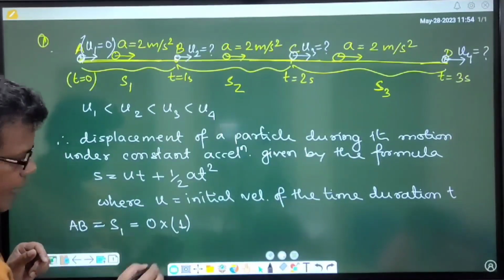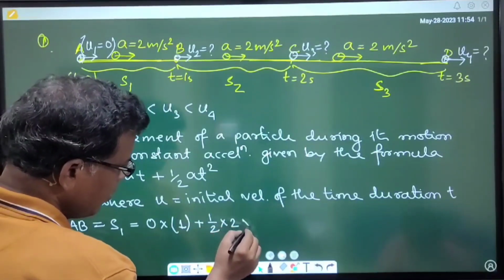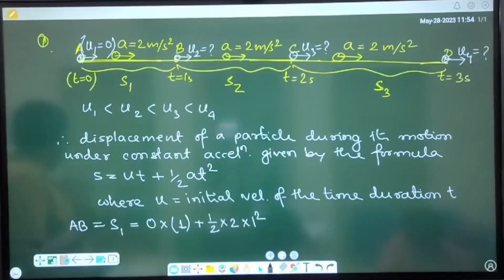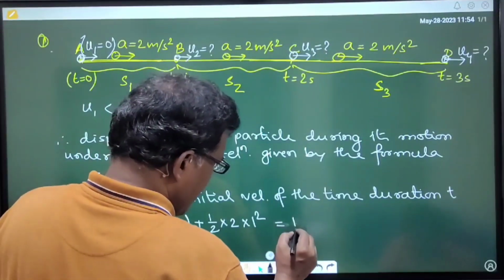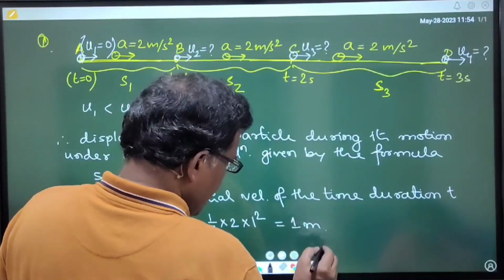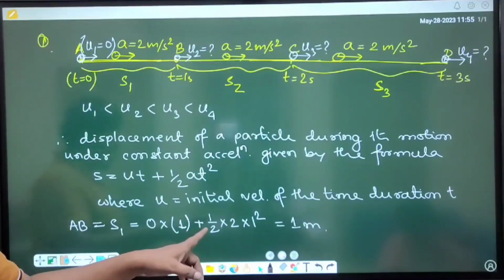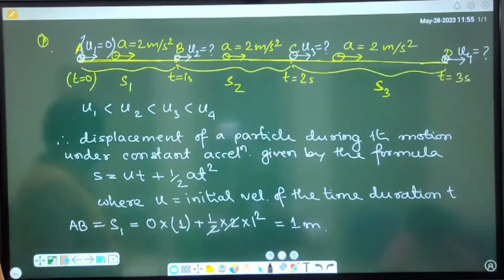Is that clear? Plus half into the acceleration of the journey, which is 2, into the time duration, which is 1. So I will use 1 square. Getting it? So the calculation of S1 comes to just 1 meter. You can check it out. It is just 1 meter because 0 into 1 is 0, and the 2 will get cancelled out here. So it is only 1. Yes or no? Is that clear?